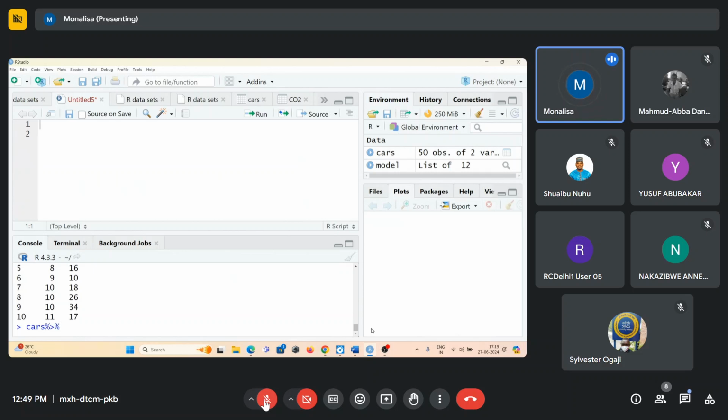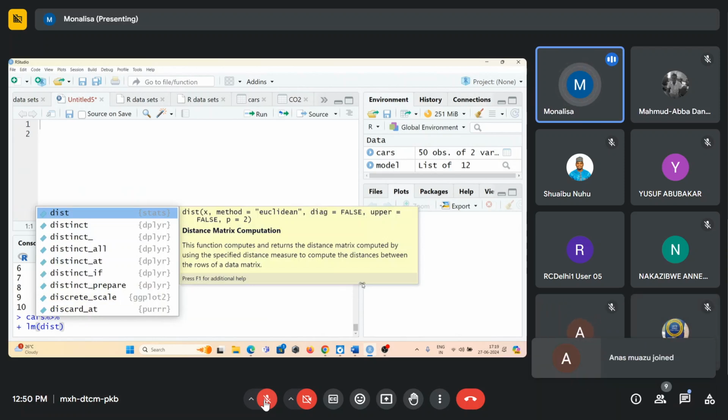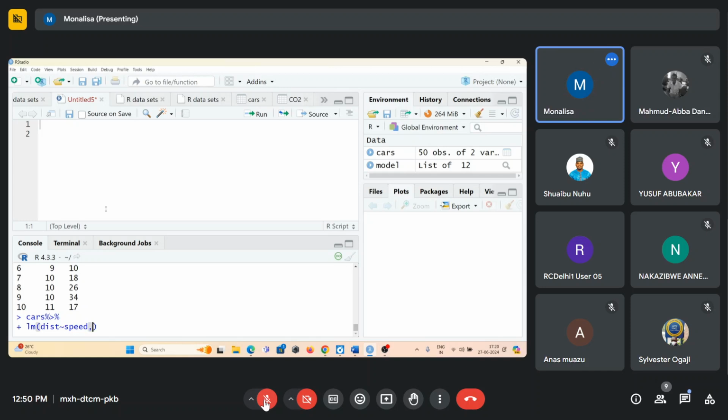Next we have to apply this LM. LM means linear regression. I want to predict the value of distance, because it has two columns, distance and speed. So distance, tilde symbol, speed. Here data is equal to dot. See the method of writing. Then percentile, again greater than, again percentile.